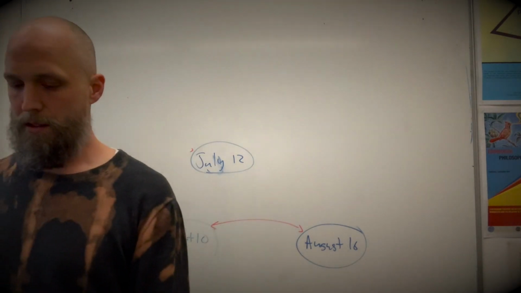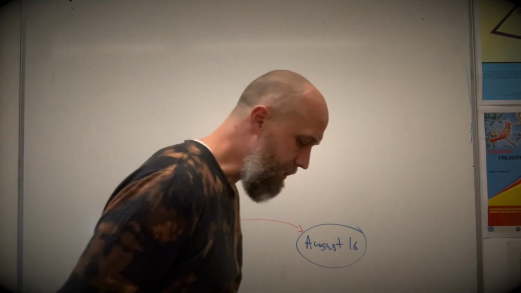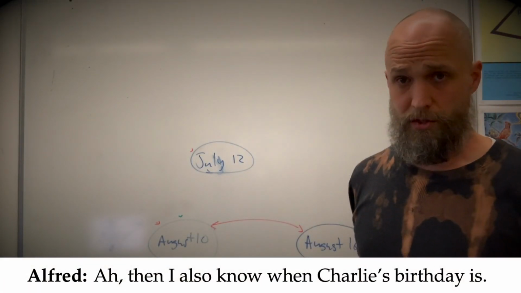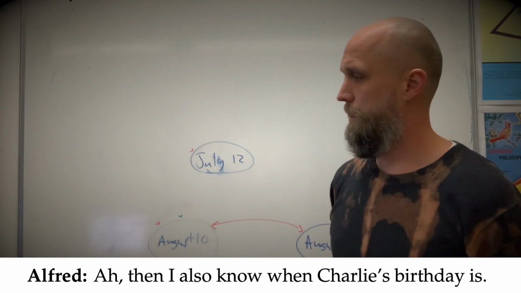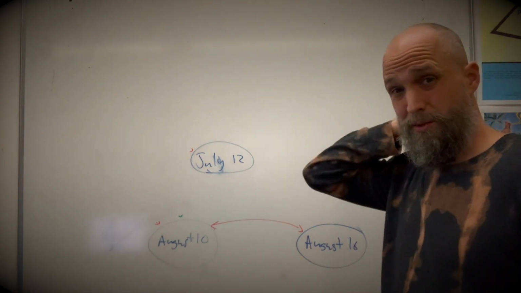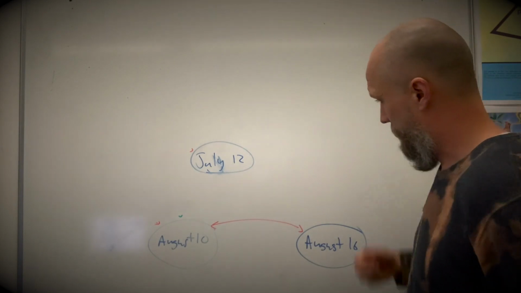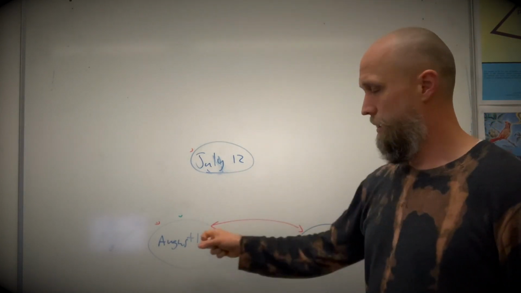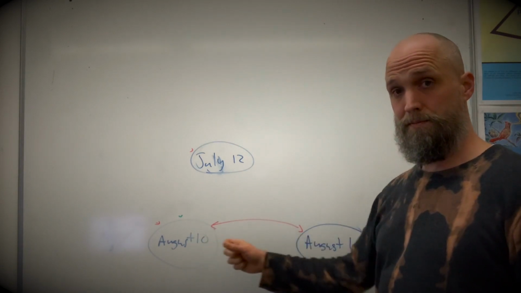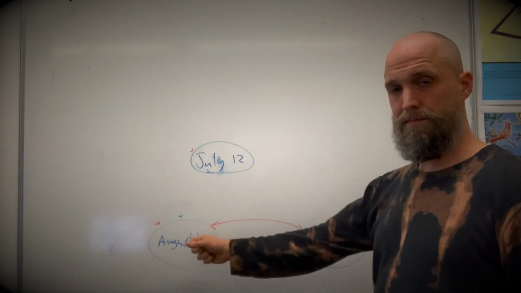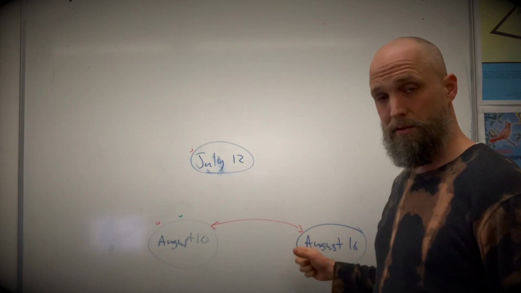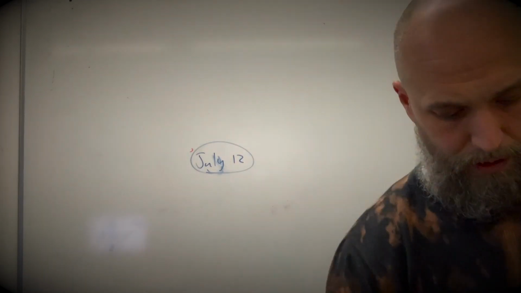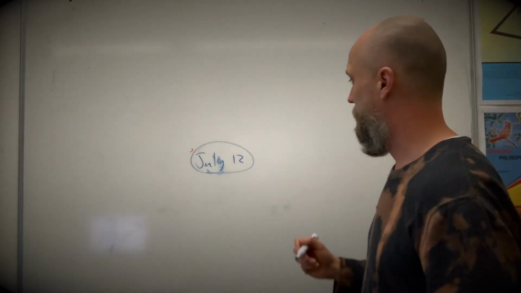And then Alfred says, well in that case, I also know when Charlie's birthday is. So remember, Alfred was told the month. If he was told August, there would be these 2 possibilities left open to him, so he wouldn't know. So he must not have been told August. He must have been told July. And so it's July 12th.